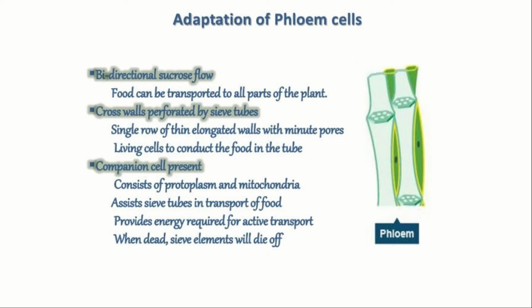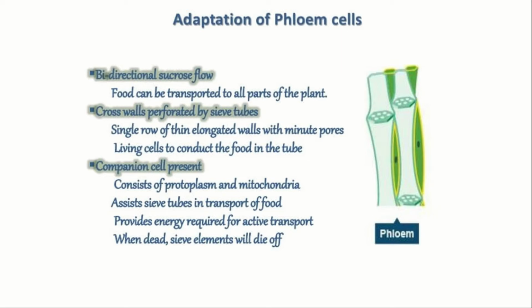Adaptation of phloem cells. Bidirectional sucrose flow, so food can be transported to all parts of the plant. Cross walls are perforated by the sieve tube. A single row of thin elongated walls with minute pores. Living cells to conduct the food in the tube.